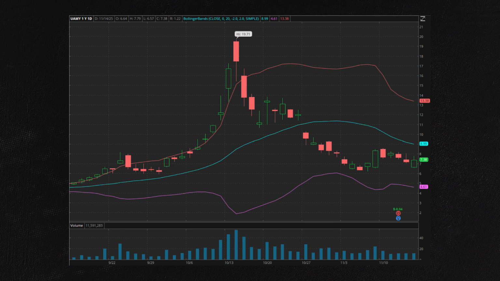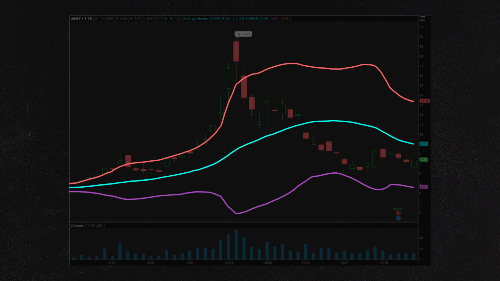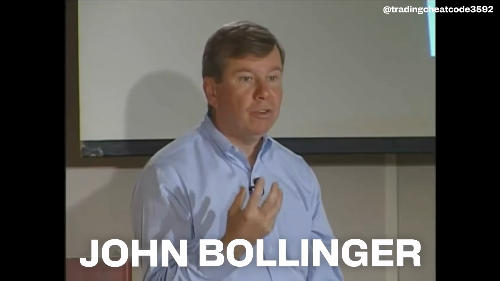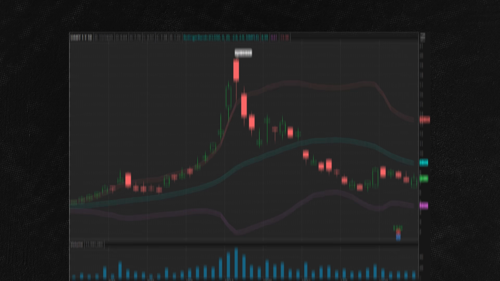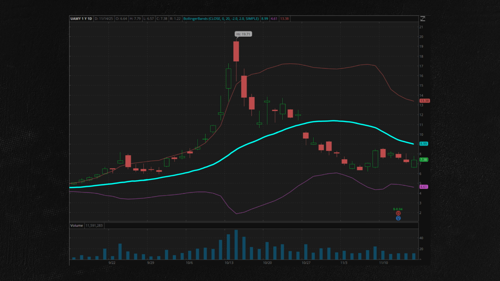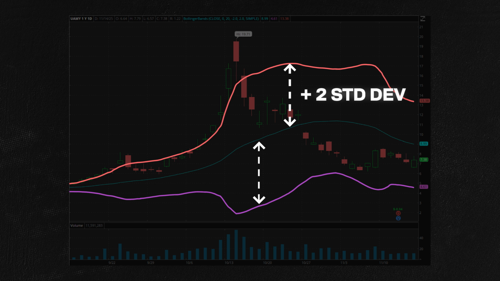Bollinger Bands are a versatile tool and truthfully, pretty much the main indicator I use on my intraday and daily chart. Developed by John Bollinger in the 1980s, these bands consist of 3 lines: a central moving average, typically the 20-period simple moving average, and 2 standard deviation lines plotted above and below the moving average.